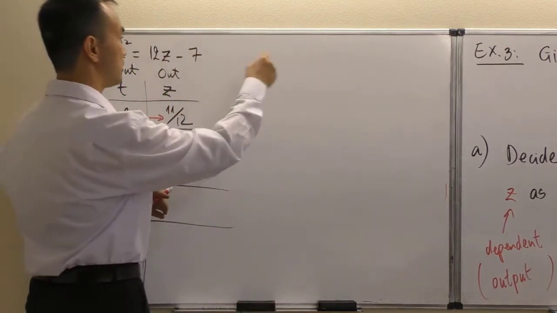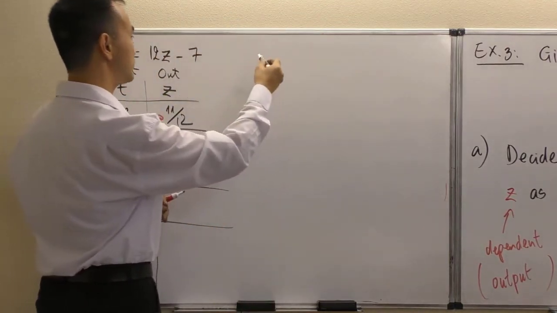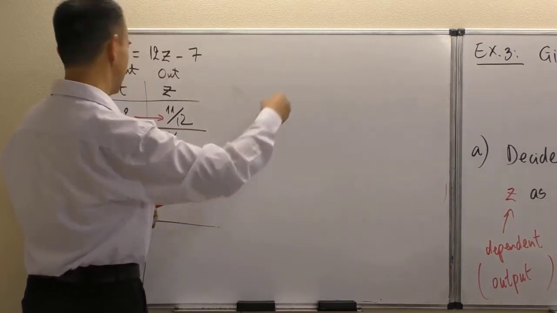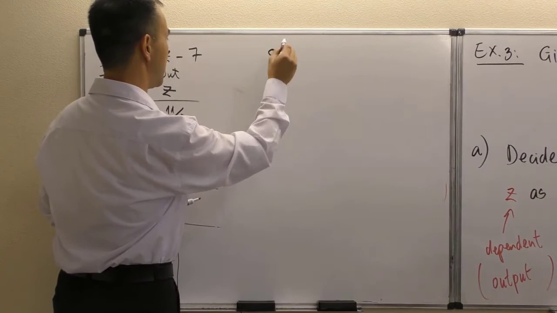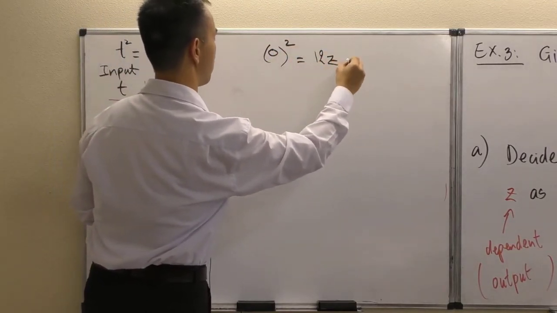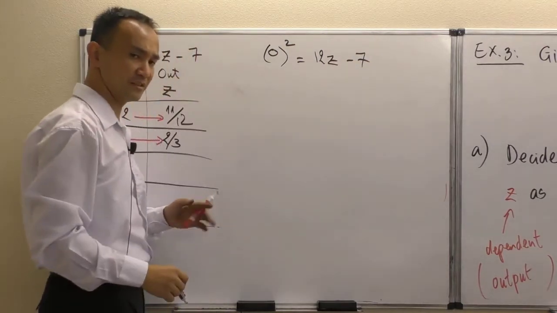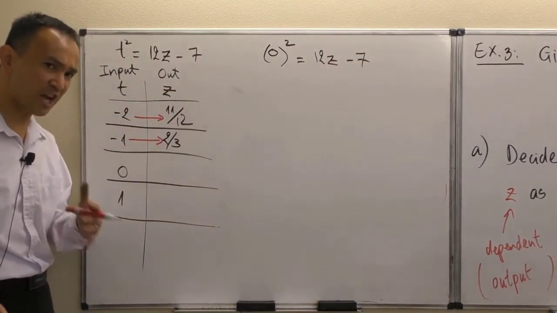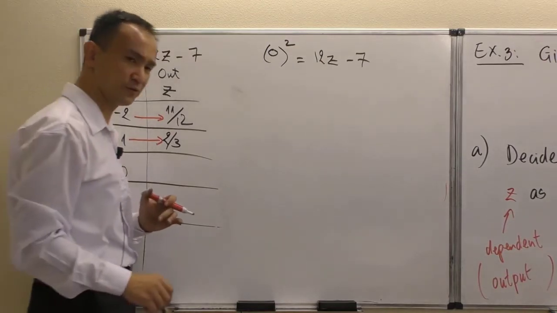All right, so now in that way, when t equals 0, I have 0 squared equals 12z minus 7. And as I keep doing a routine on these values, you will start recognizing some generality and then save those thoughts for your next step right here.